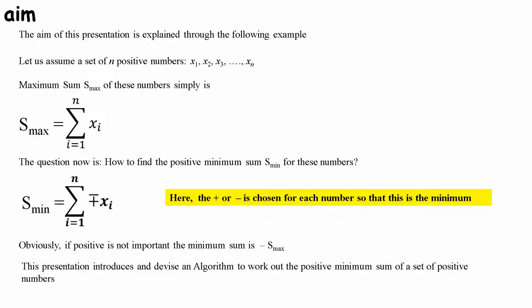Then this presentation introduces and devises a method, an algorithm, to work out this positive minimum sum of a set of positive numbers. Definitely here, this is tricky and needs a method to do the job. It's not something in which we can simply add or subtract a few numbers. This is the aim of this presentation. I start with producing an example. Let us just give a very simple example.